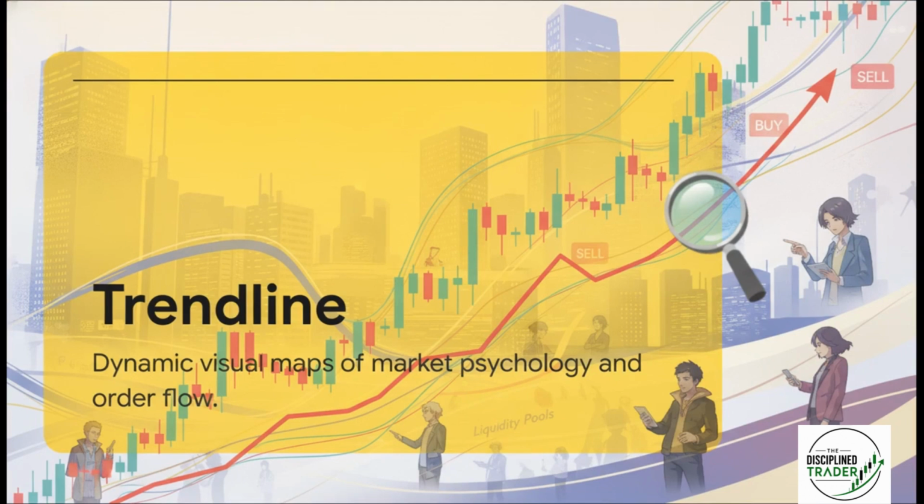If you think a trend line is just a drawing tool, you're missing the entire game. Let's completely redefine what we're looking at here. A trend line is actually a dynamic visual map of market psychology, order flow, and institutional liquidity pools. Basically, these are resting areas where massive amounts of buy or sell orders are piled up. It's not predicting the future, it's just visualizing the path of least resistance.